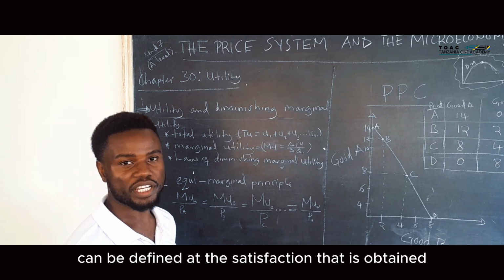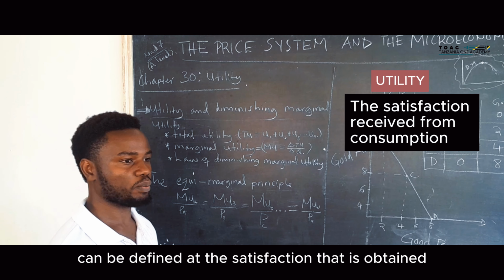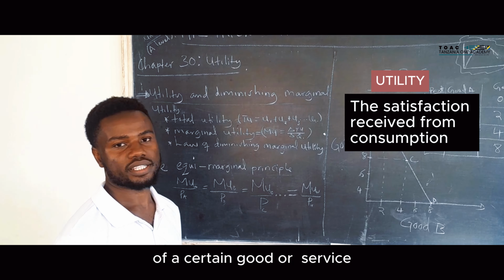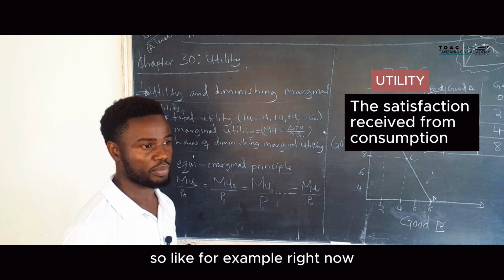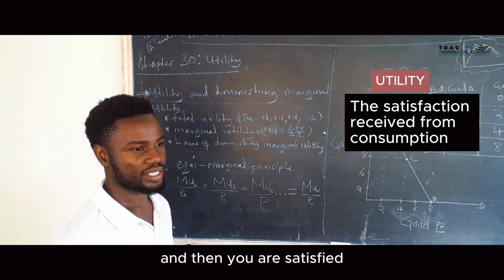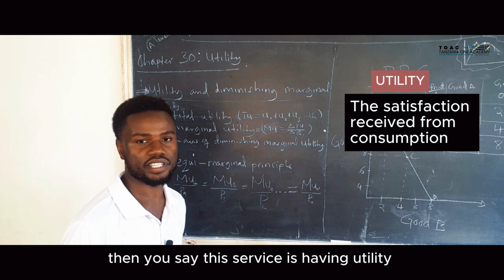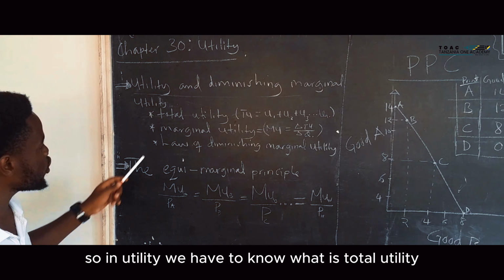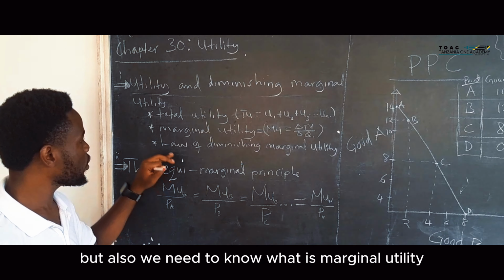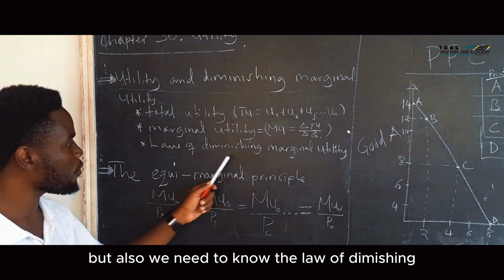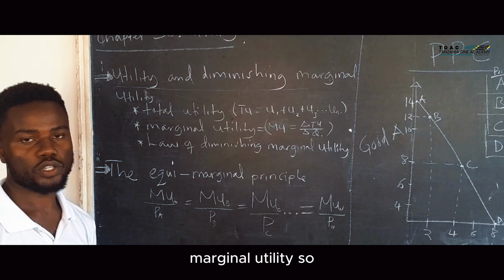So utility can be defined as the satisfaction that is obtained after the consumption of a certain good or service. For example, right now, if you are getting this service and you are satisfied, then you say this service has utility. In utility, we need to know what total utility is, what marginal utility is, and the law of diminishing marginal utility.